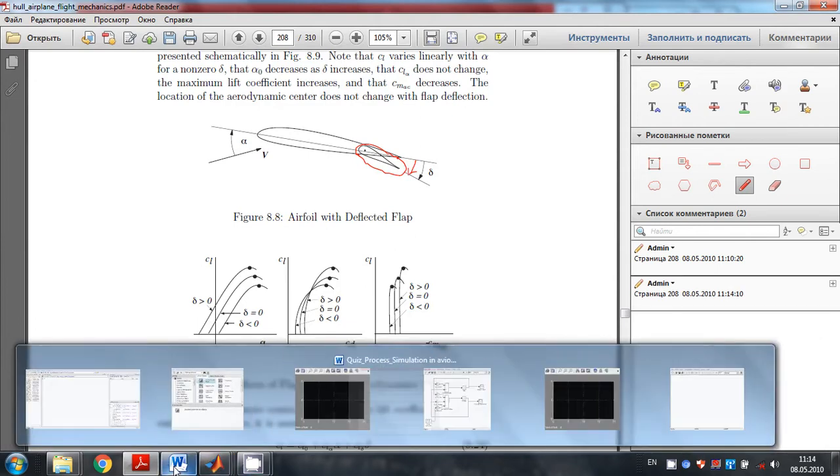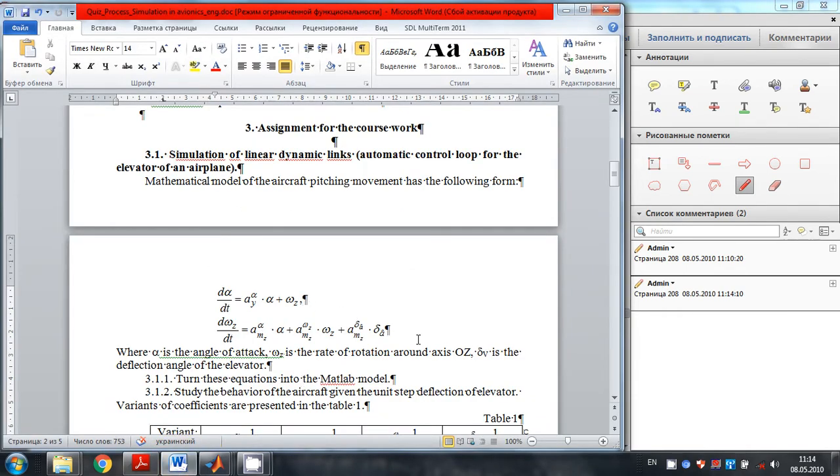So suppose that elevation angle was 0, and then at some point in time it gets deflected. So this deflection, this delta, can be simulated as the unit step function. But we'll get to this later as we proceed to the simulation in MATLAB. So alpha is the angle of attack, simultaneous angle of attack of the aircraft. Omega z is the rate of rotational movement around axis OZ, which is the pitching movement. Delta v is the deflection angle of the elevator.